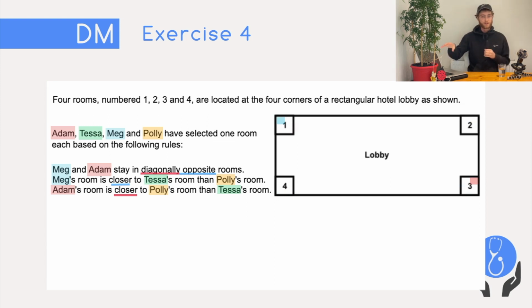We've put them here just to carry on with the question, but bear that in mind. This isn't the place that they have to be. This is just where we've put them. So we look at the second rule. This is about Tessa and Polly, which are going to be the green and yellow squares.